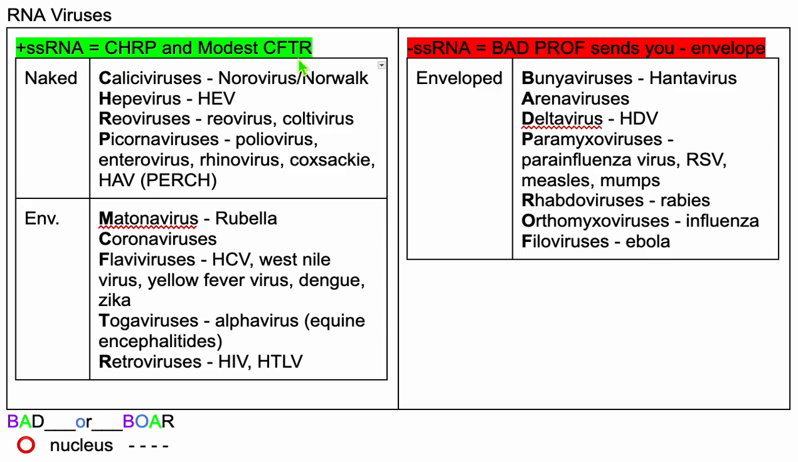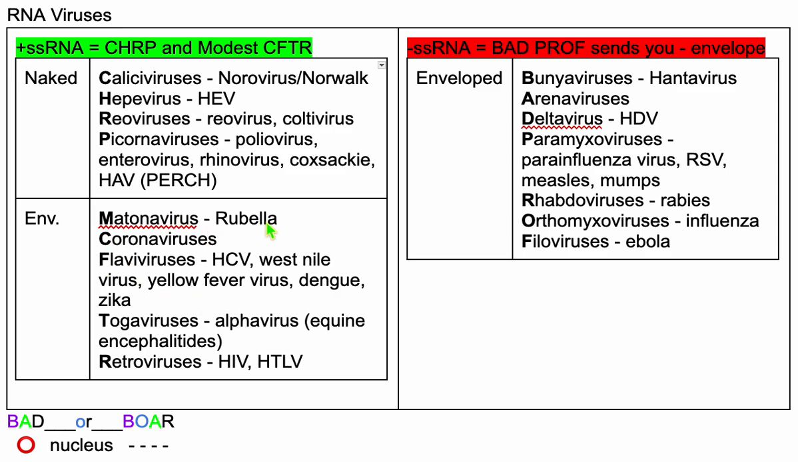Then MODEST CFTR. CFTR is just an easy thing to remember if you know cystic fibrosis, as this is the transporter that gets mutated. And MODEST is going to stand for metanovirus, but most importantly, it's going to help you remember that MODEST CFTR is going to be enveloped. Okay, so those are going to be your positive ssRNA viruses that are enveloped.